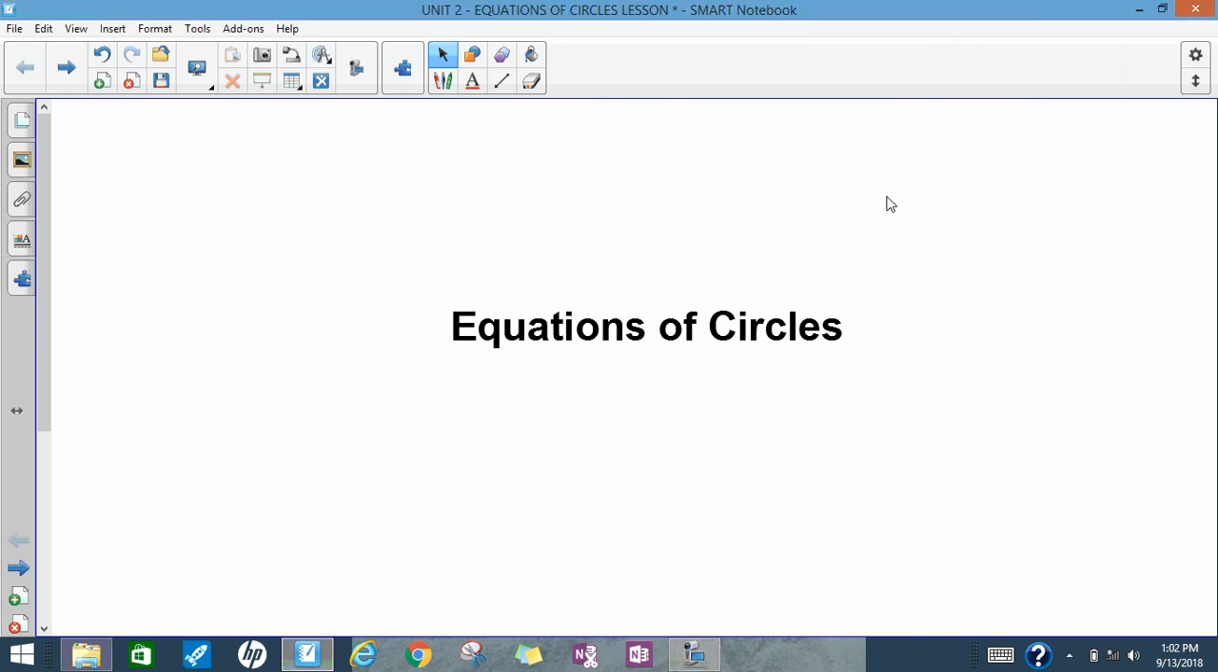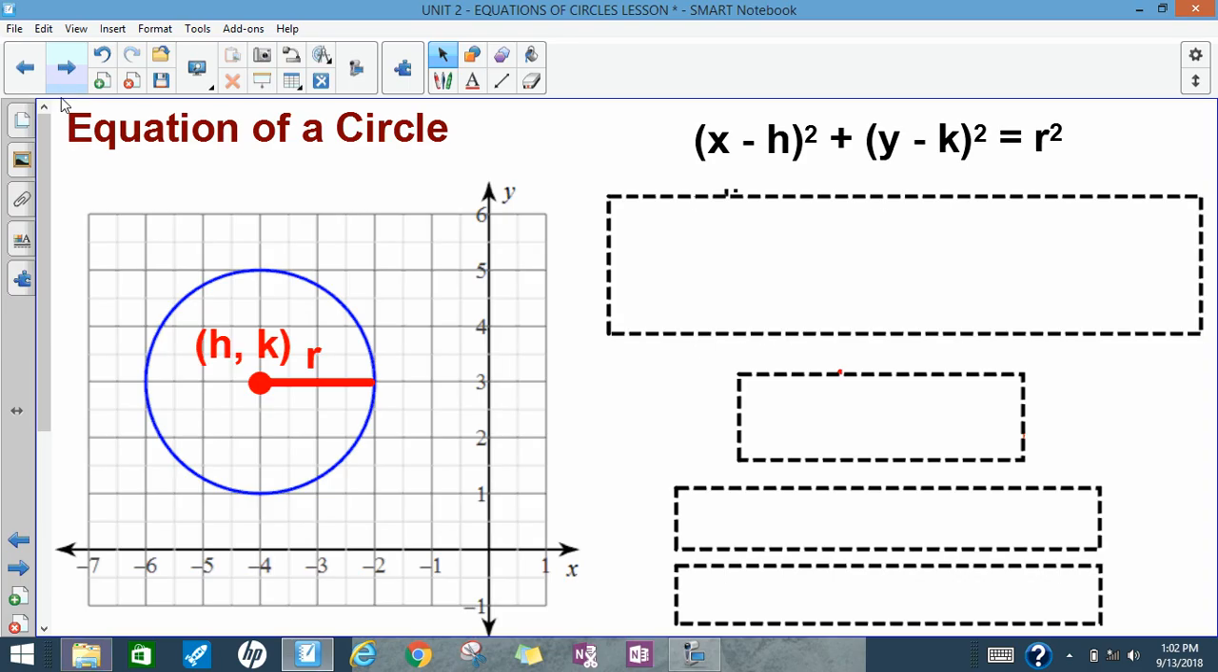Hey all, today we are going to talk about circles, and specifically circles in the coordinate plane and how we can write equations for them. You're probably used to writing equations for lines from algebra, and we can write an equation for a circle just like we could for a line.